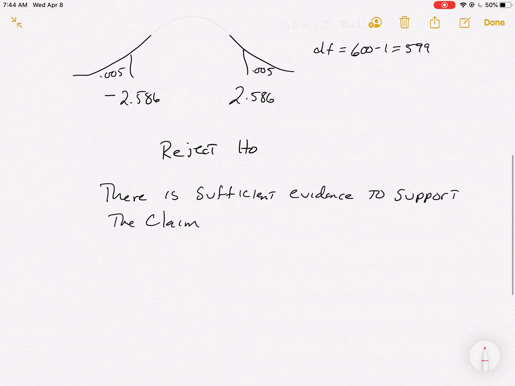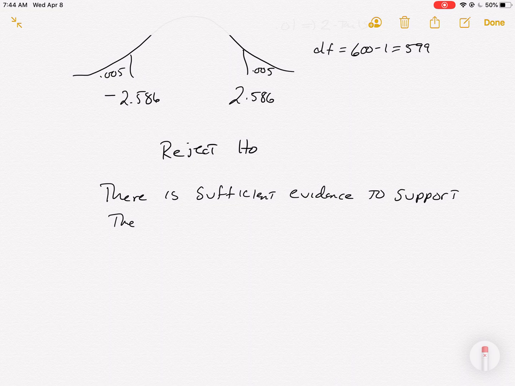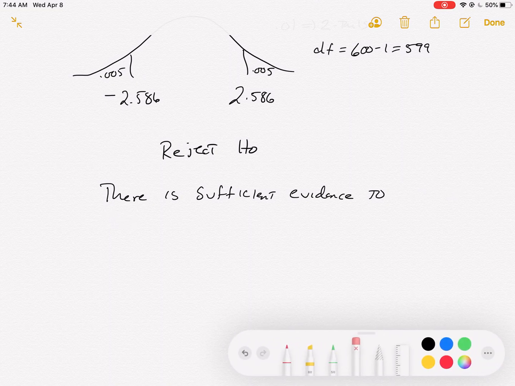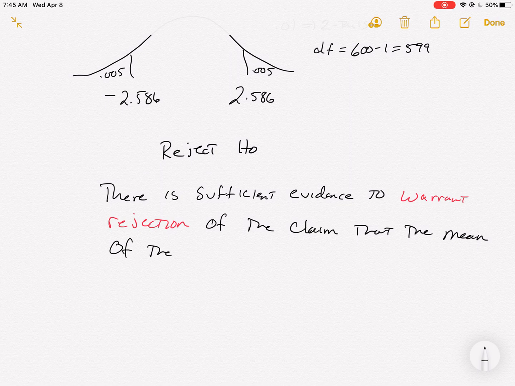And so they will probably change this, and let me just double check. Yep, that's what they'll do. They're going to change this, and I'll draw attention to it by writing it in red. They're going to change this to not support the claim. They're going to change it to these words when the claim and the null hypothesis are the same. Now that'll only happen with the equal to symbol. There is sufficient evidence to warrant rejection. Right? That's going to be our change of words. Of the claim that the mean of the population is equal to 5.